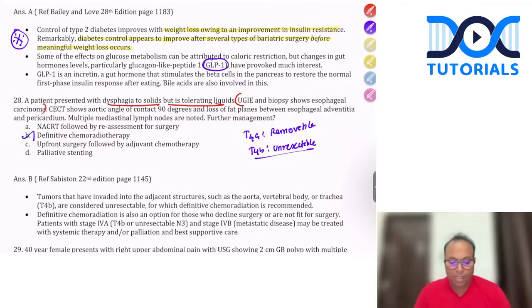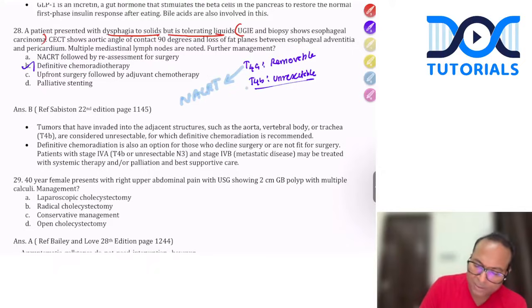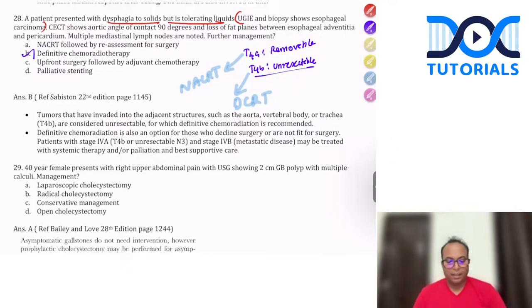Unresectable, go for definitive chemoradiotherapy. T4a, we go for neoadjuvant chemoradiotherapy followed by surgery. But for unresectable, definitive chemoradiotherapy is done. No doubt in that. It's a straightforward question directly from a paragraph in Sabiston, page number 1145, you can see that.